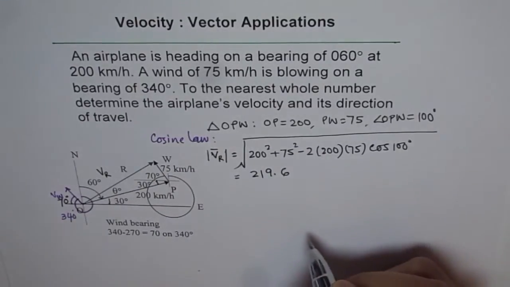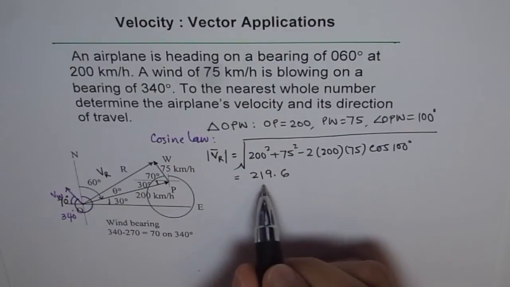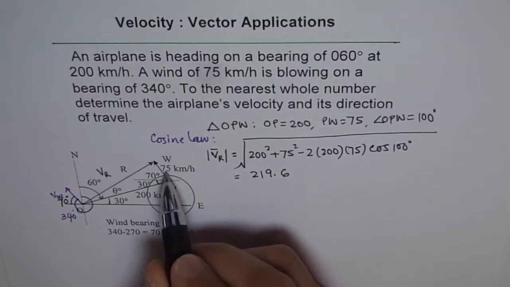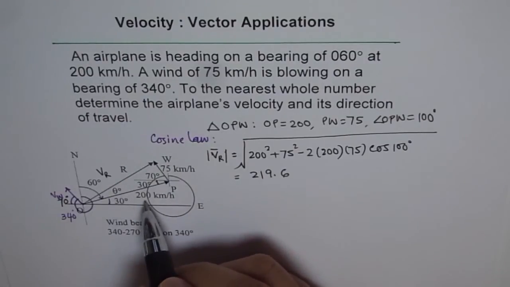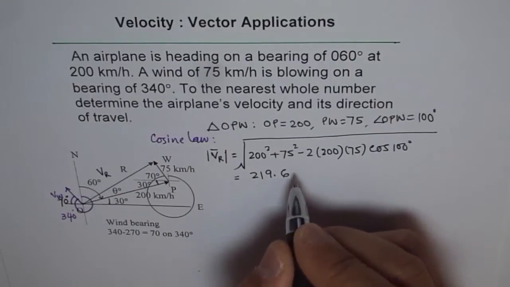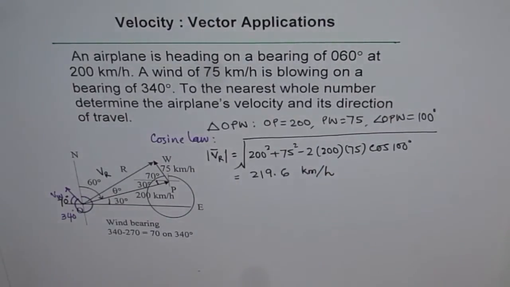219.6. So when you get your answer, you should check, is it relevant? So it seems to be good enough. 275, and this angle is 100, so it is a bigger angle, so the side has to be more. So the resultant has to be higher than 200. So 220 approximately is good enough, and the units are kilometers per hour. So that becomes the magnitude of the velocity.